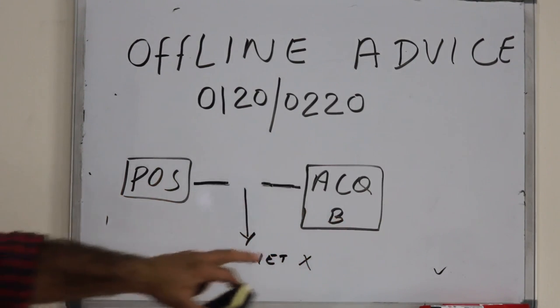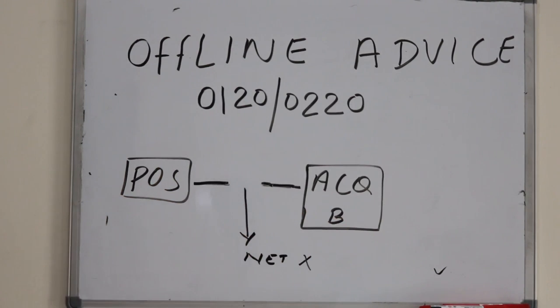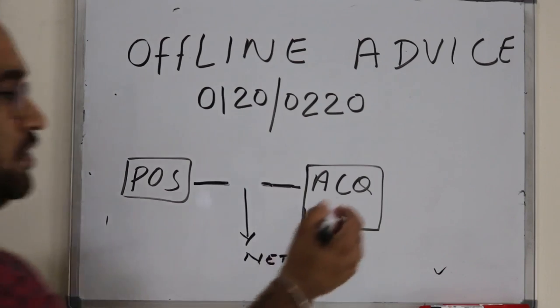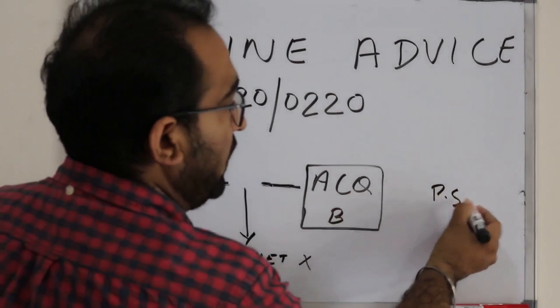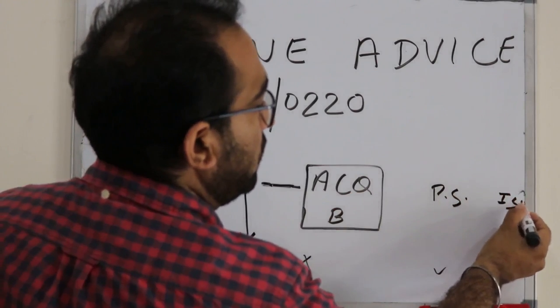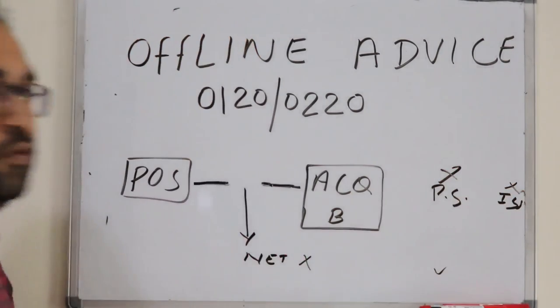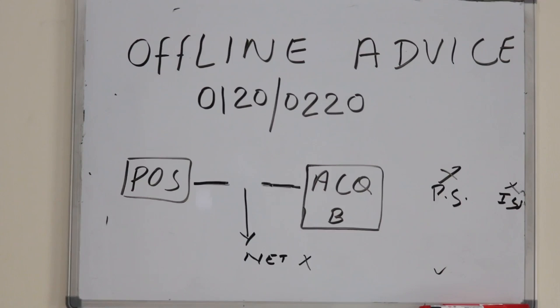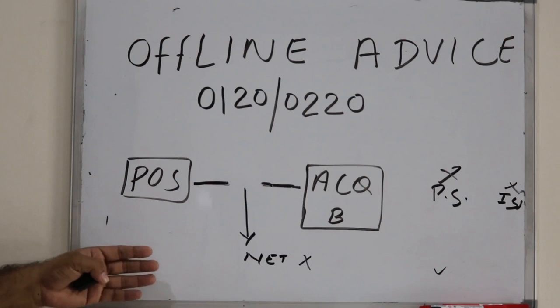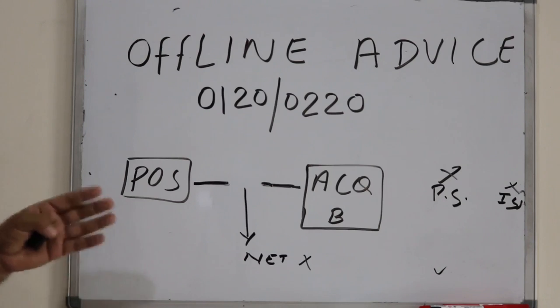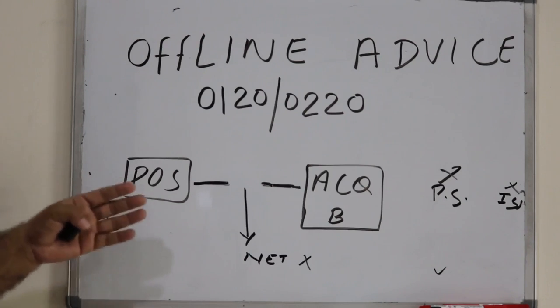When the transaction does not reach here, what does it mean? It will not reach the payment system and it cannot reach the issuer. So what will you do? Will you give cash to the merchant? Obviously cash is an option, but let's suppose you don't have cash in your pocket. So what do you want to do? You will ask the merchant if he can approve your transaction offline at the POS terminal level.